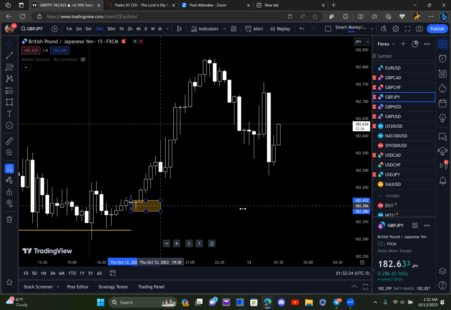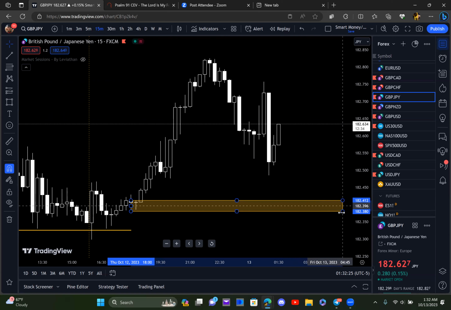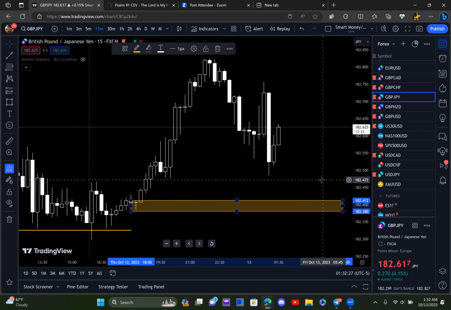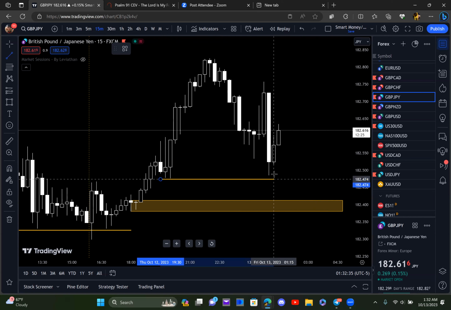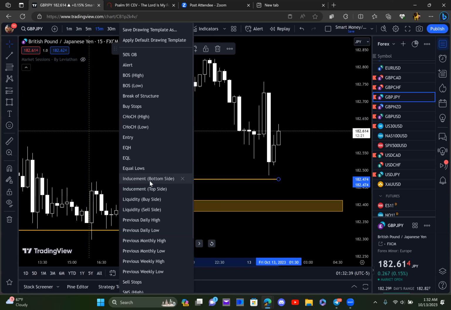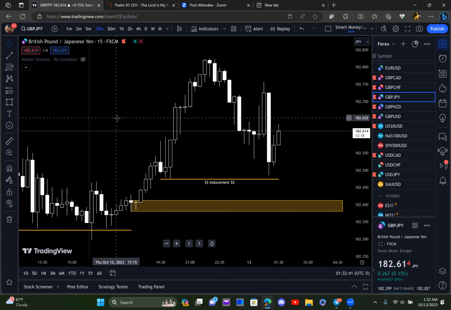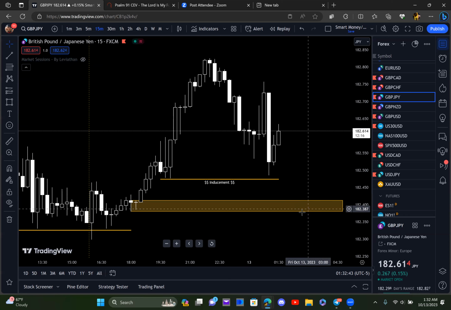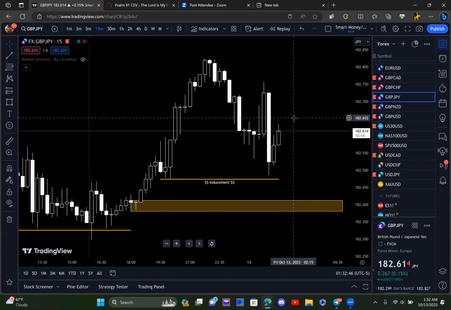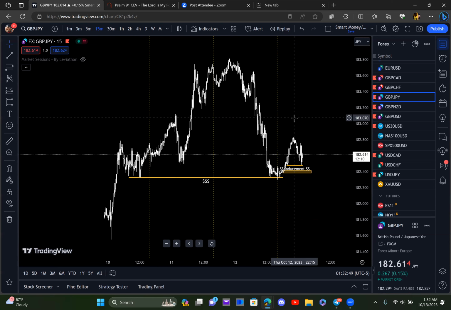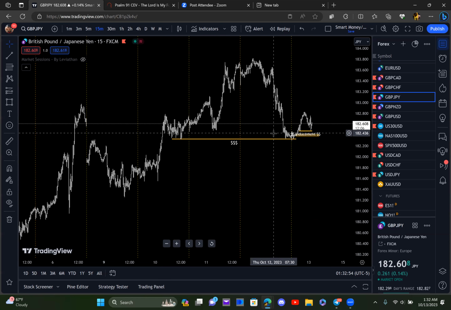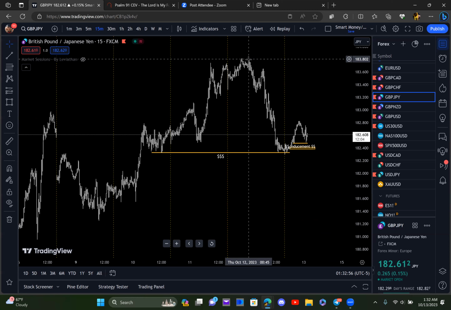And then look, we got some inducement right here as well. We got inducement there on the bottom side. So now all we're waiting for is price to come down up into here and then go. And where would my target be? The top of this range up here.